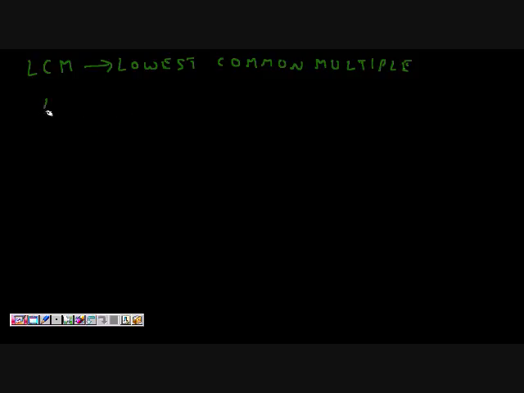Today we will be discussing LCM, which stands for lowest common multiple. So the lowest common multiple of two numbers A and B, LCM of A and B, is defined as the smallest positive integer which is a multiple of both A and B.